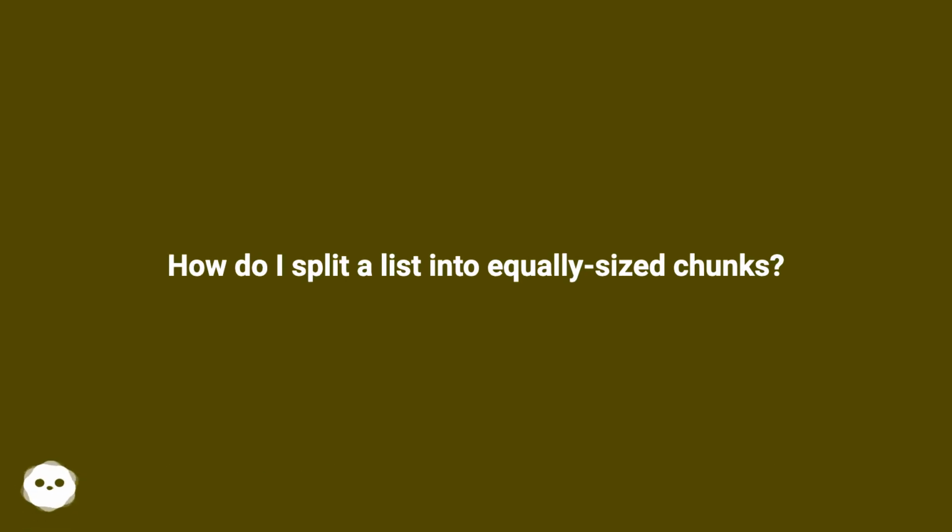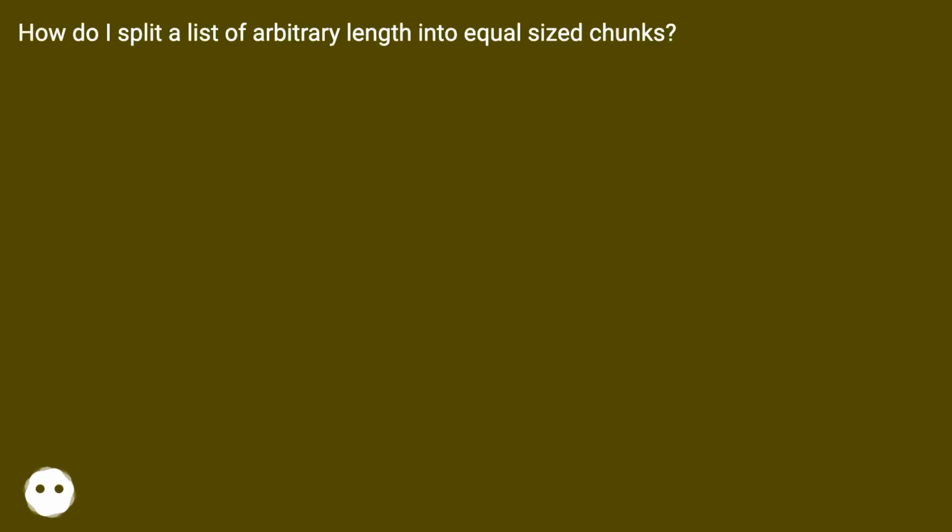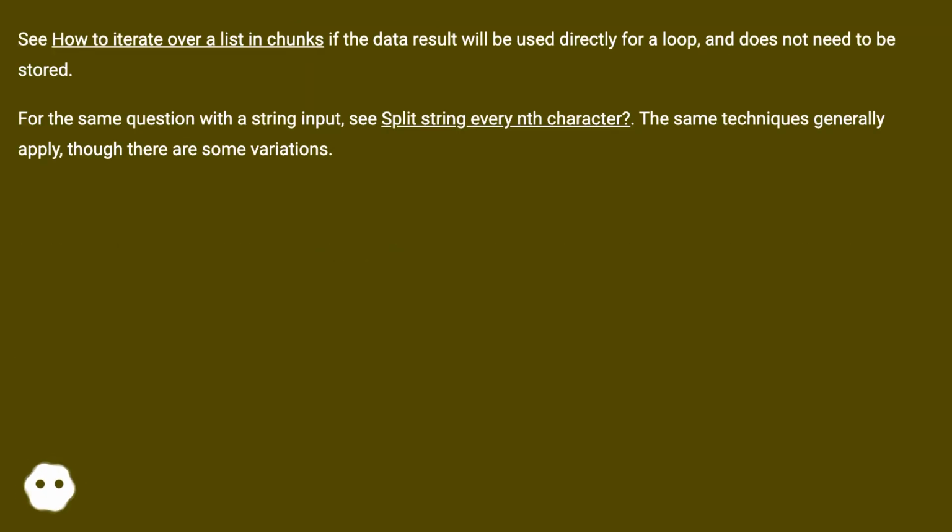How do I split a list into equally sized chunks? How do I split a list of arbitrary length into equal-sized chunks? See how to iterate over a list in chunks if the data result will be used directly for a loop and does not need to be stored.